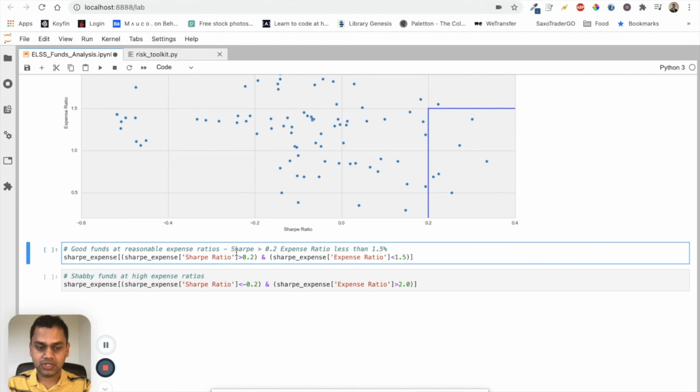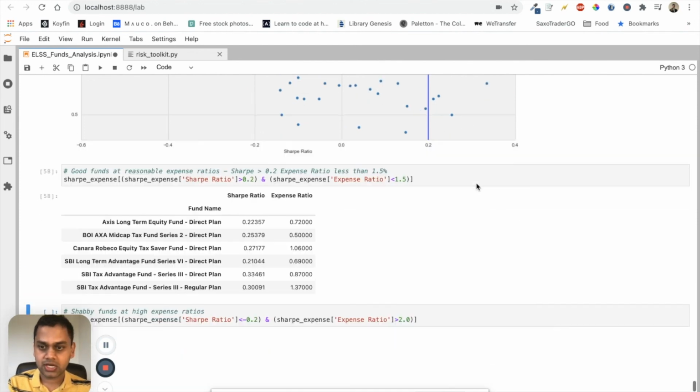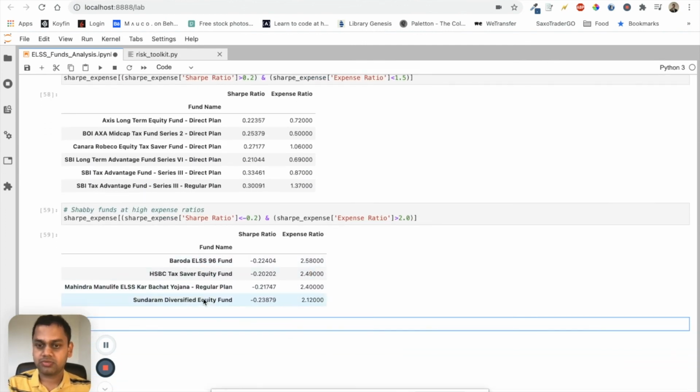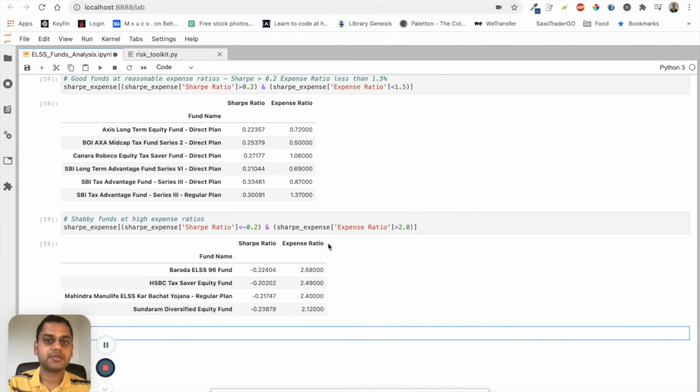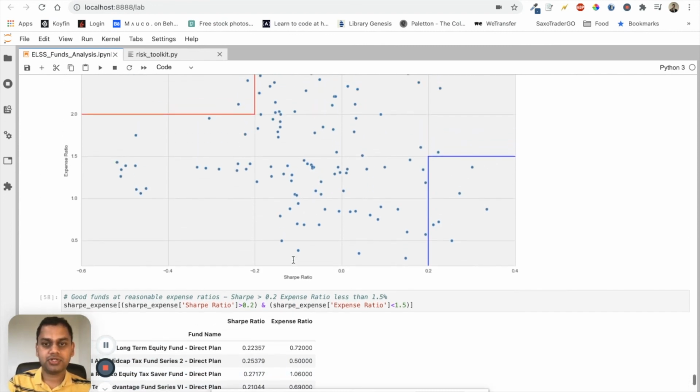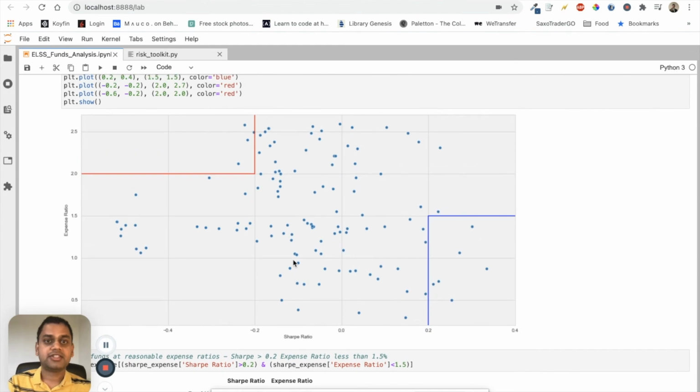So let's just investigate. These are the good funds, the ones in the blue box. These 2 funds we already looked at, the BOI AXA and the Canara Robeco fund. And these are the bad funds which are listed here, bad meaning high expense ratios and low Sharpe ratio. So that's it. Hopefully that gives you an idea about all these funds, the different metrics involved in analyzing them, and the different methodologies and risk metrics that you should typically be considering before investing in some of these funds.